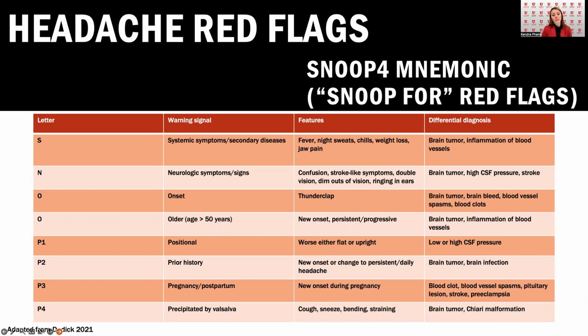And then the fourth P is that it's precipitated by Valsalva. So Valsalva is that thing that happens where, like, if you bear down or you were to lift something heavy or cough or sneeze, it increases the pressure in your abdomen. And so we would see worsening of headaches with those sort of things like coughing, sneezing, bending, straining. That would worry us about something such as brain tumor or Chiari malformation.